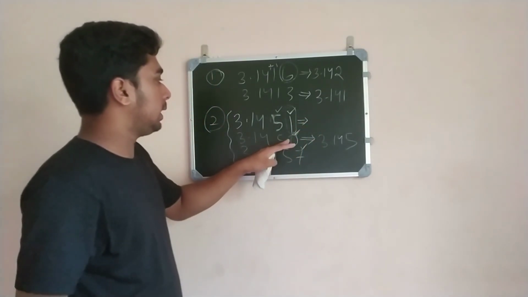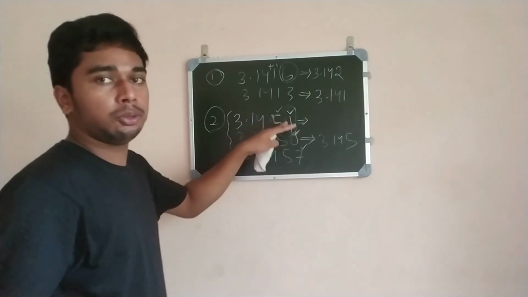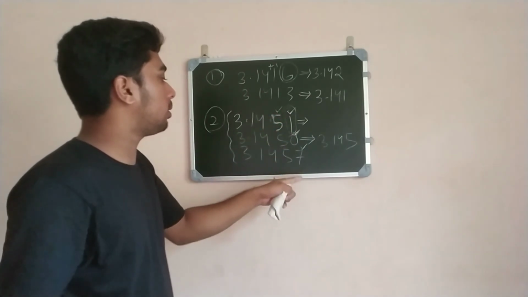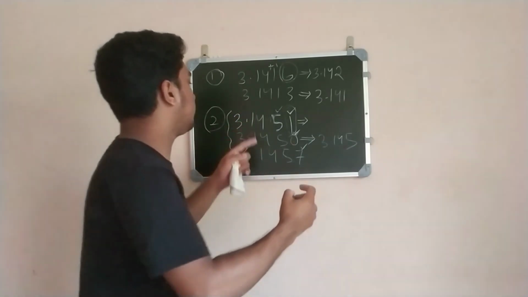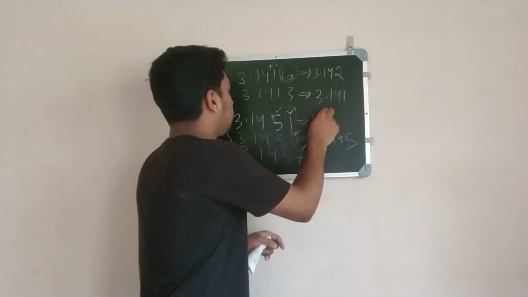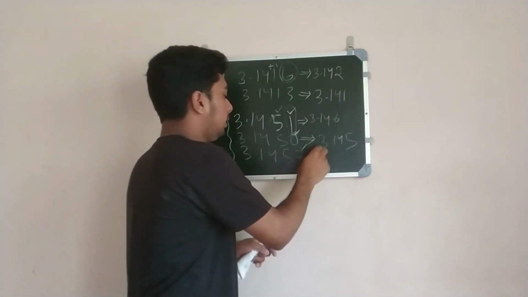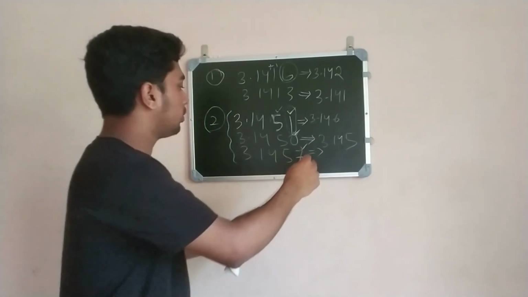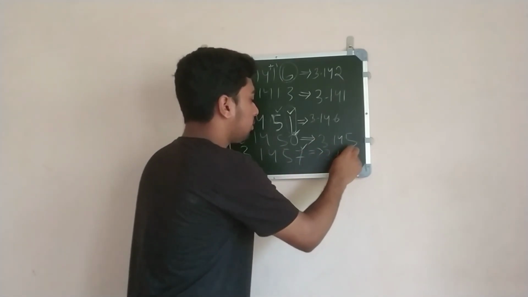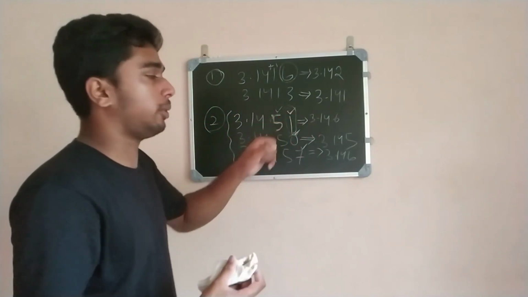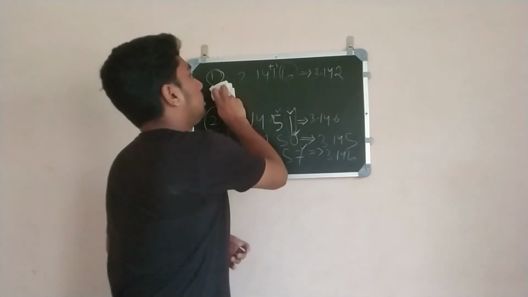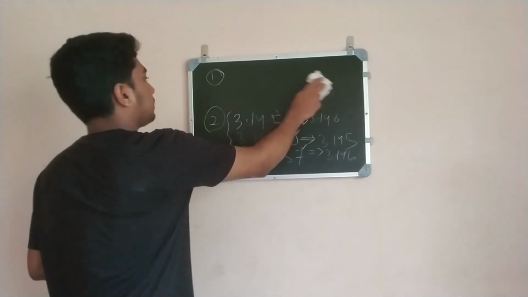But in the first and last cases, you are seeing that there are non-zero digits. Then you have to add 1 to the 5. So in this case, it will be 3.146, and the last one will also be 3.146. So this is the second rule of rounding off. Let us see the third case.